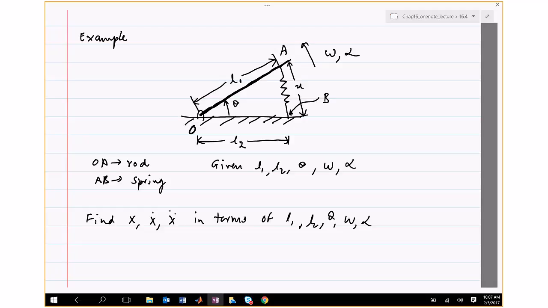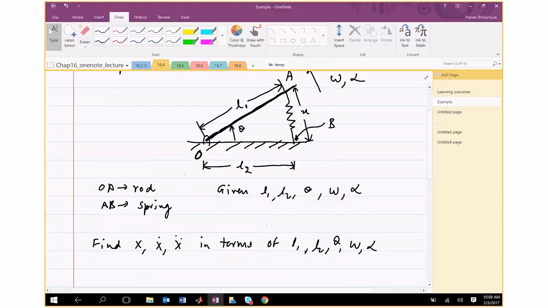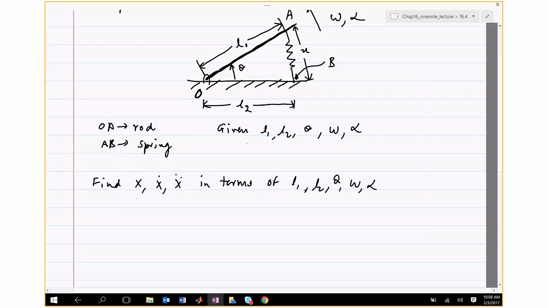Okay, so we need to find x first in terms of all the things which are given. So can you think of a relation between x and other things, L's and theta? Sine? I was going to use the cosine rule. Have you guys heard of the cosine rule for triangles? Okay, I'm going to review the cosine rule and sine rule a little bit later, but let me just write the cosine rule.